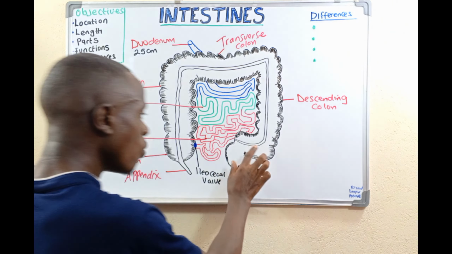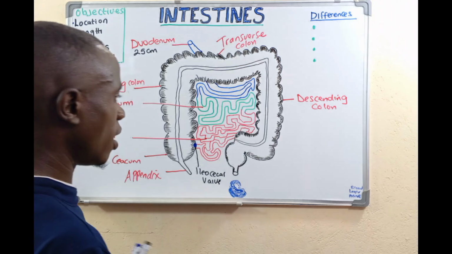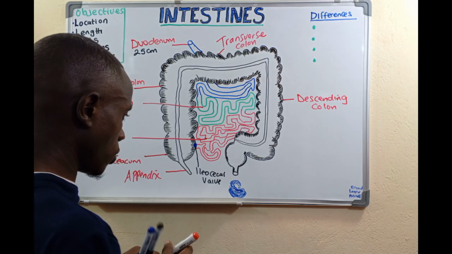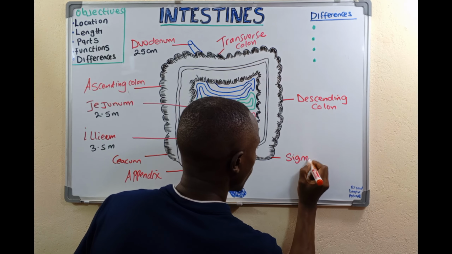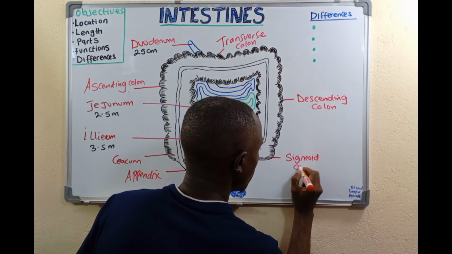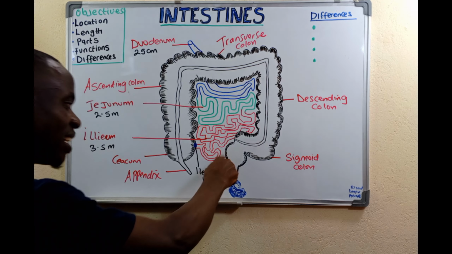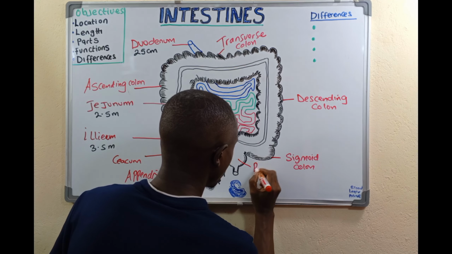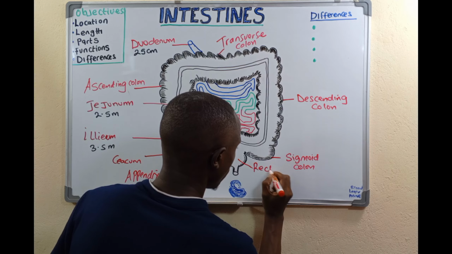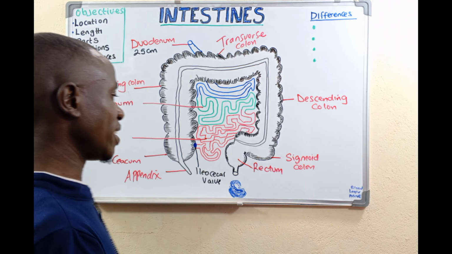Now, as you move down, we also have this portion of the large intestine. You know how this portion is called? This one here is what we call the sigmoid colon. And then lastly, we have this portion which we simply call the rectum, which houses the fecal matter temporarily before it is expelled.